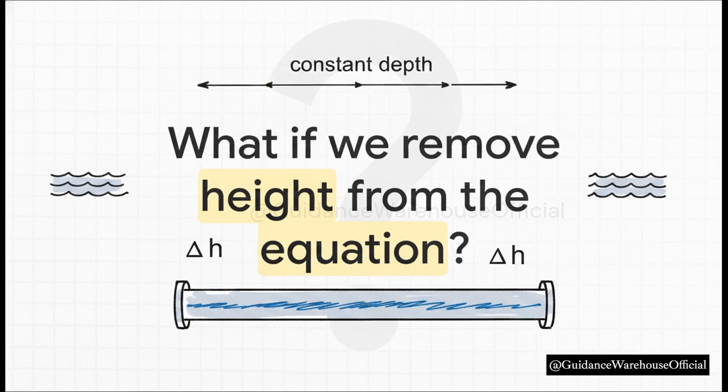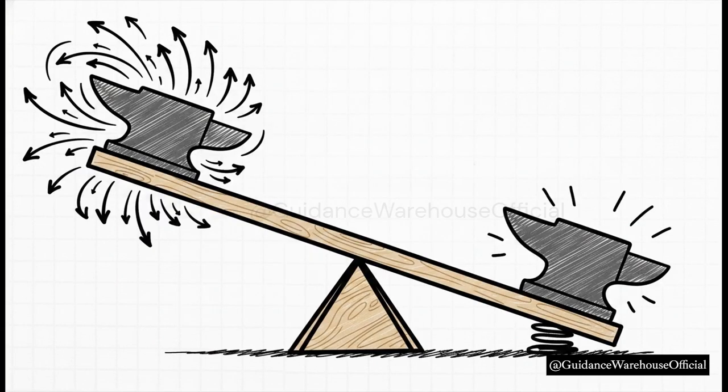Okay, let's make this a little easier to digest. What if we remove height from the equation entirely? What happens to the math if the fluid just flows at a perfectly constant depth? We get the simplified version, often called Bernoulli's principle. Pressure 1 plus 1/2 rho v1 squared equals pressure 2 plus 1/2 rho v2 squared.